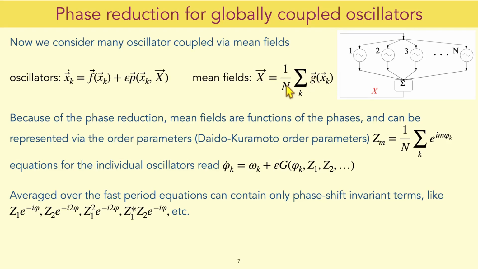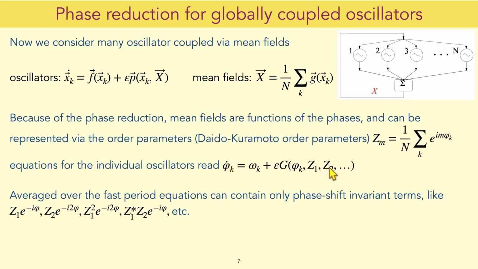And in the phase reduction, you reduce the equation for each oscillator to the phase dynamics, and this phase enters then the mean fields. So all possible mean fields can be represented through these Kuramoto-Daido order parameters. So the mean fields, the complex moments of the phase distribution, and the equations now look like this.